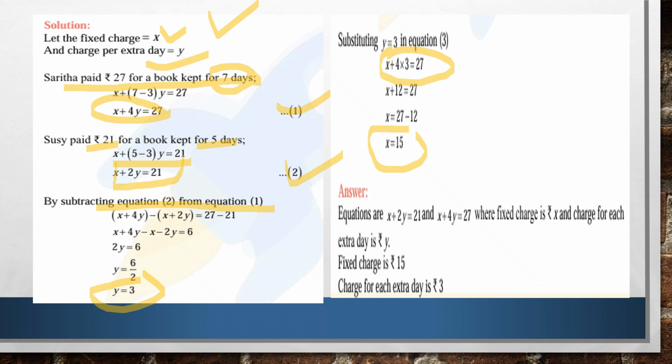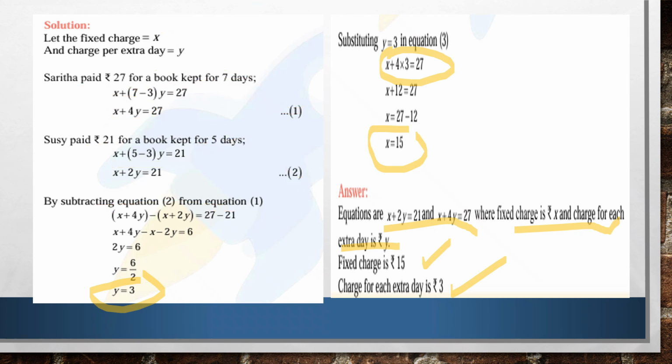Therefore, I can write the equations as x plus 2y is equal to 21 and x plus 4y is equal to 27. Here the fixed charge is given in rupees x and the charge for each extra day is rupees y. So the fixed charge will be rupees 15 and the charge for each extra day is rupees 3. So this is regarding the last problem of exercise 3.3, second main, fifth problem.